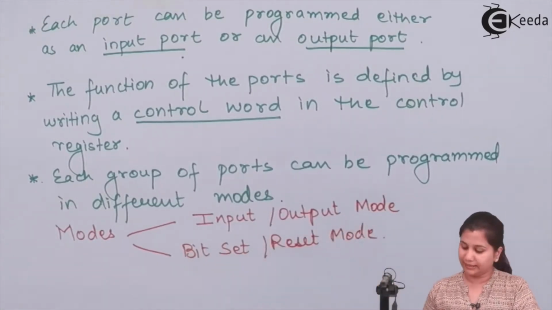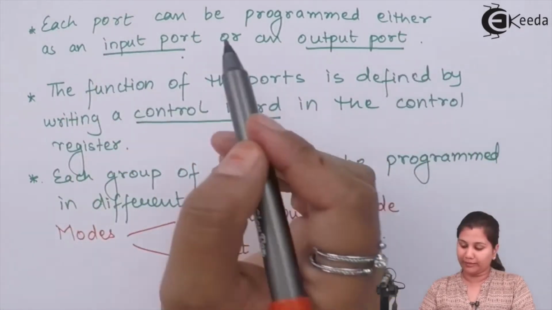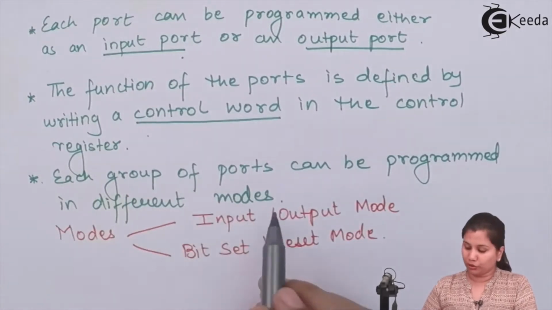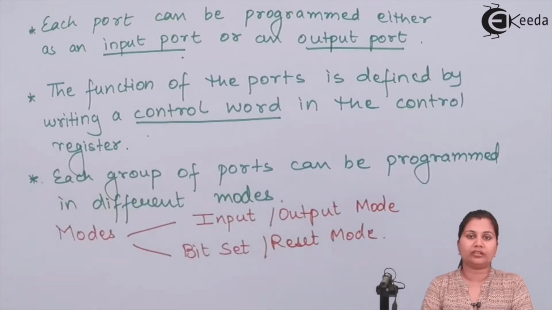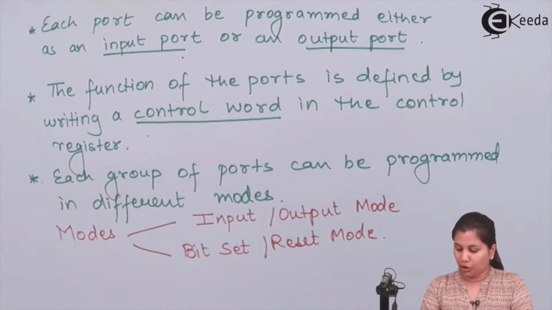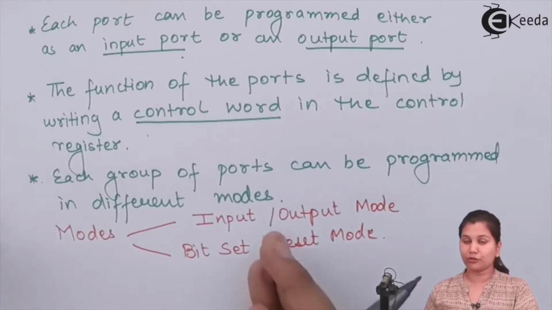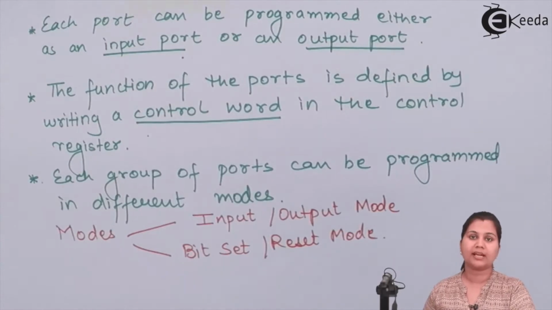So as I have said, the ports can act as an input or output port, and this is decided by the control word and modes. The modes are decided by the control word which is written in the control register. So let us first see how the control word decides which mode, either the input output mode or bit set reset mode, is functioning.